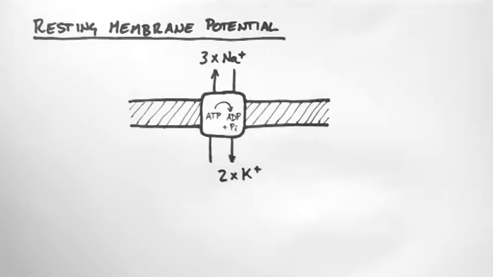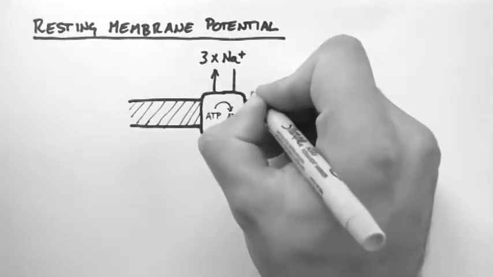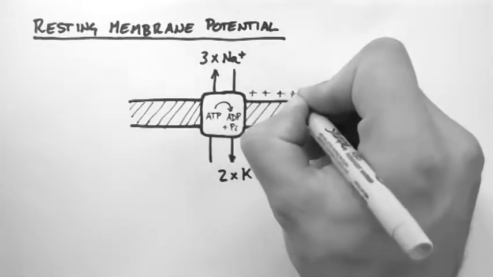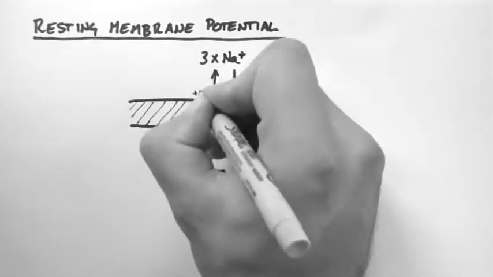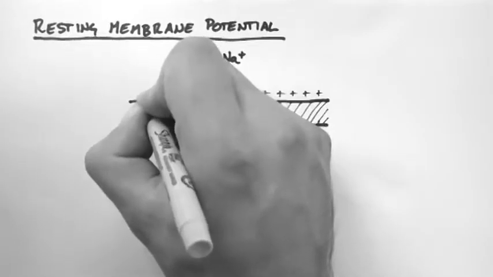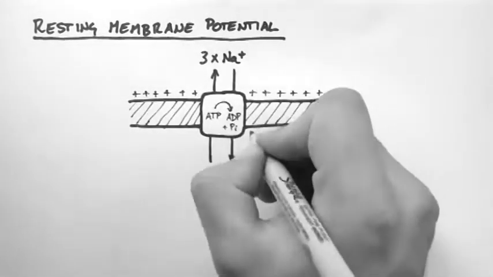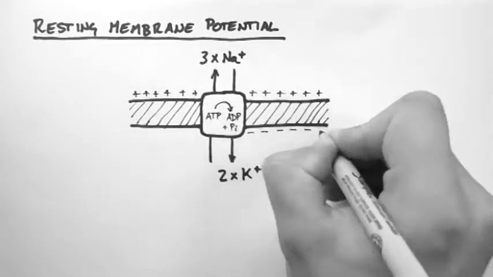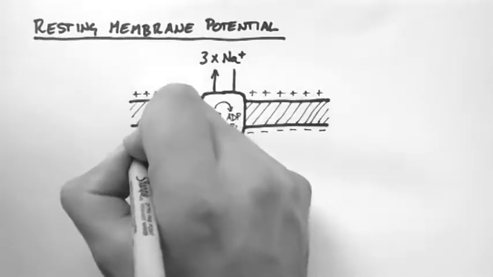Now, because we are pumping 3 positive ions out of the cell and only 2 positive ions in, we get an excess of positive ions on the outside of the cell. And conversely, we get a deficit of positive ions in the cell, which causes an effective negative ion excess.